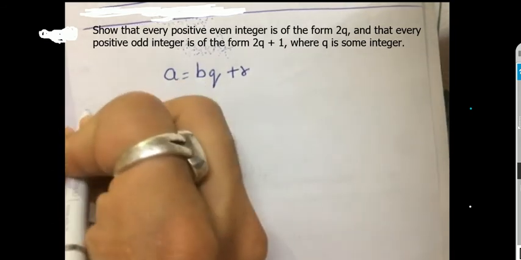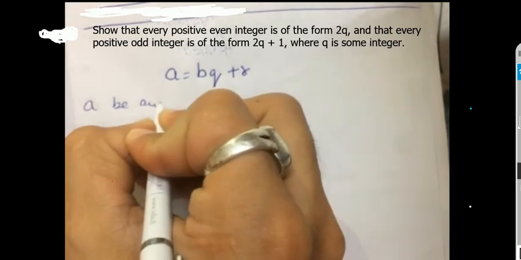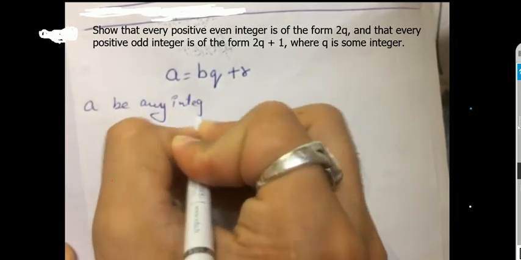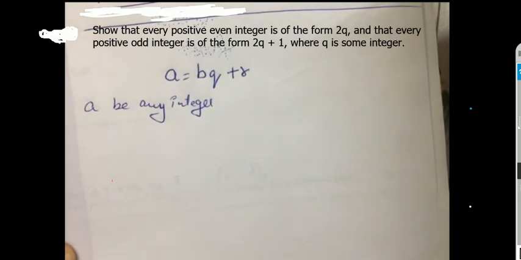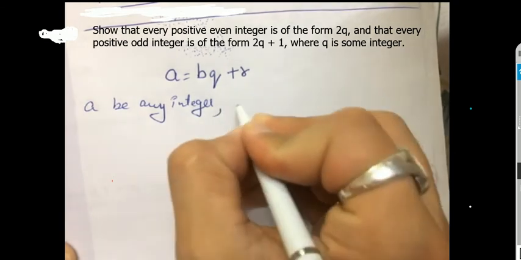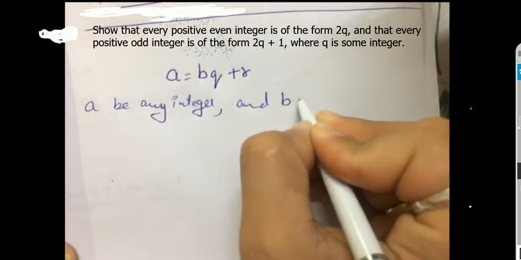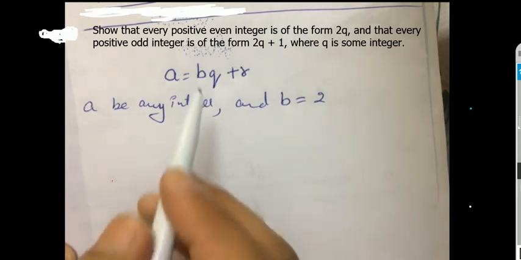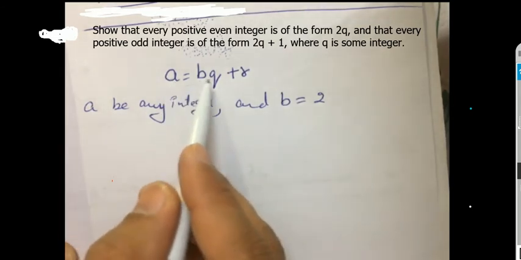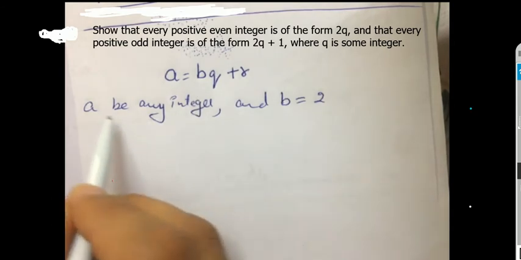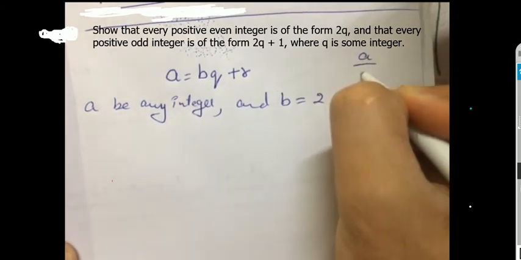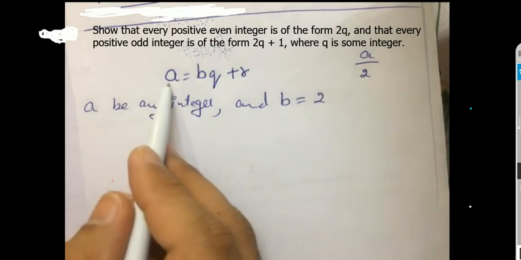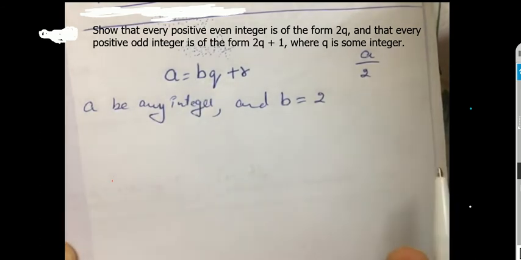Now let a be any integer, any positive integer basically. And b will be equal to 2, because first we are checking it for even integers. b could be 2 if we are dividing it by 2. That means it is an even number. This is the number a and we are dividing it by 2. So we can write a as dividend and b as divisor.